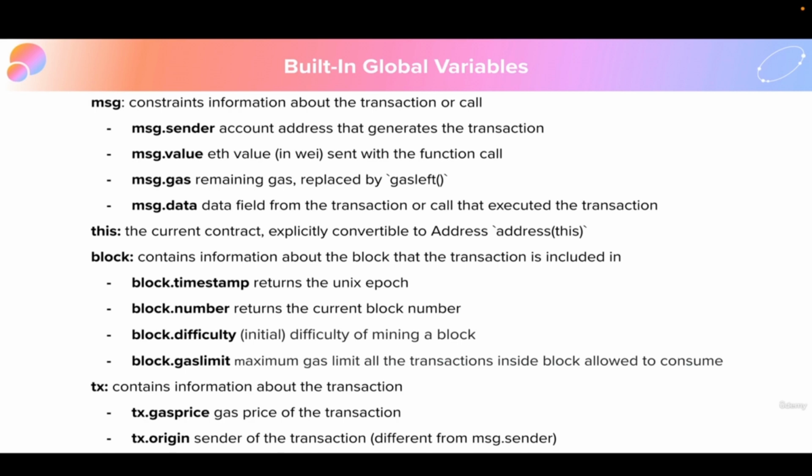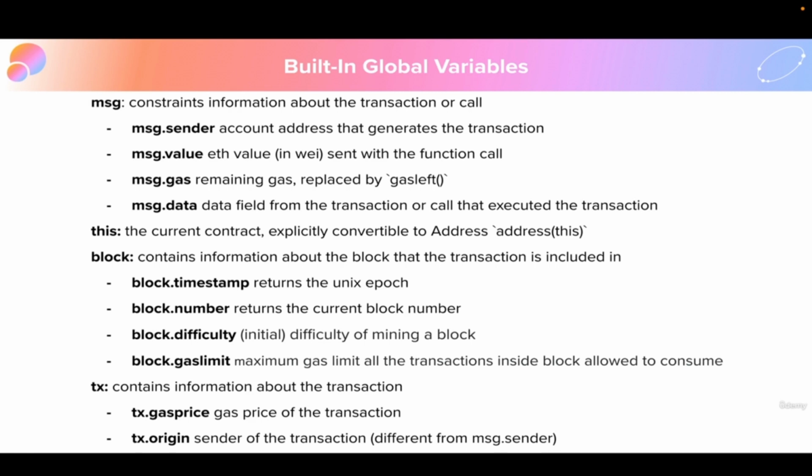Next, we have block. Block contains information about the block that the transaction is included in. We have block.timestamp, which returns the Unix epoch. Block.number returns the current block number. Block.difficulty, which is the difficulty of a mining block. And block.gasLimit, which is the maximum gas limit all of the transactions inside of a block are allowed to consume.